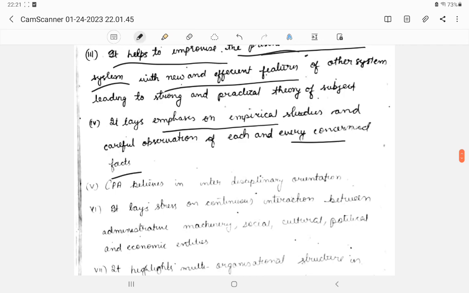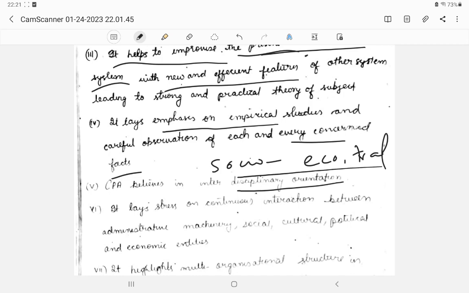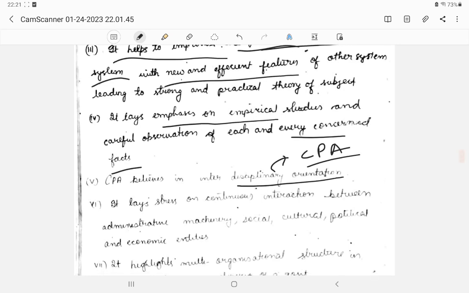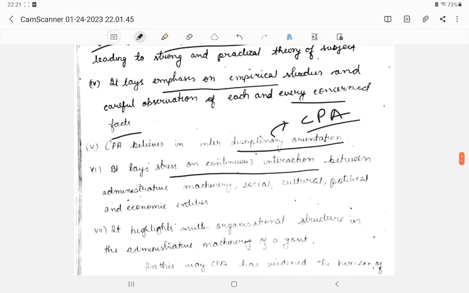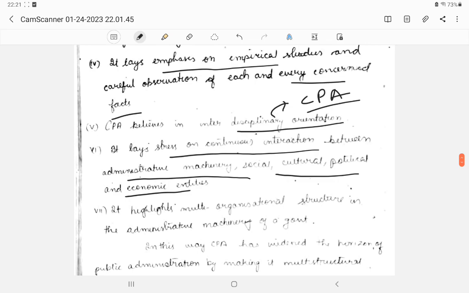Next is interdisciplinary orientation, meaning different studies in socio-economic areas, how administration helps in economy, in trade, commerce, etc. So comparative public administration emphasizes interdisciplinary orientation. Next, it lays stress on continuous interaction between administrative machinery, social, cultural, political, and economic entities. So these sub fields are interrelated with each other.